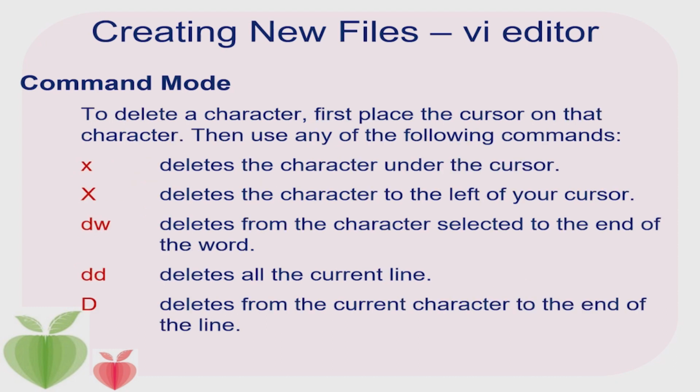Say for an example, to delete a character under the cursor, we use a small case x. We use a capital X to delete the character to the left of the cursor. We use a small dw to delete from the cursor to the end of the word. We use small dd to delete the current line. We use capital D to delete from the current character to the end of the line.